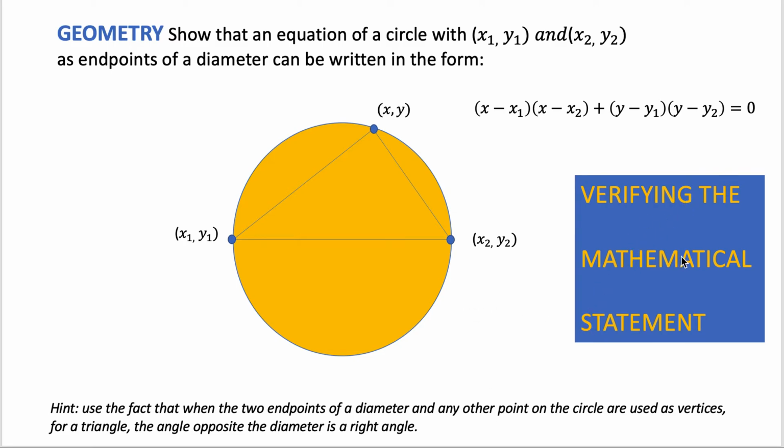Verifying the mathematical statement. Show that an equation of a circle with (x1, y1) and (x2, y2) as the endpoints of a diameter can be written in the form (x minus x1)(x minus x2) plus (y minus y1)(y minus y2) is equal to 0. Hint: use the fact that when the two endpoints of a diameter and any other point on the circle are used as the vertices for a triangle, the angle opposite the diameter is a right angle. So let's go.